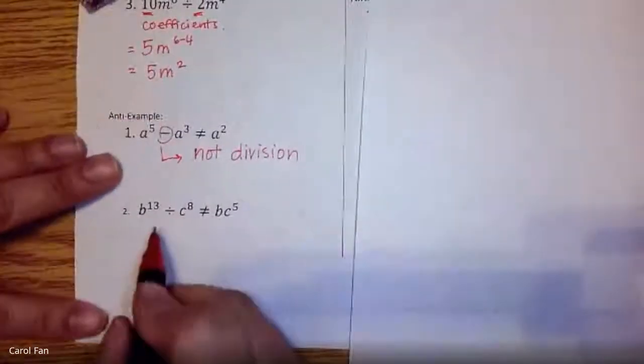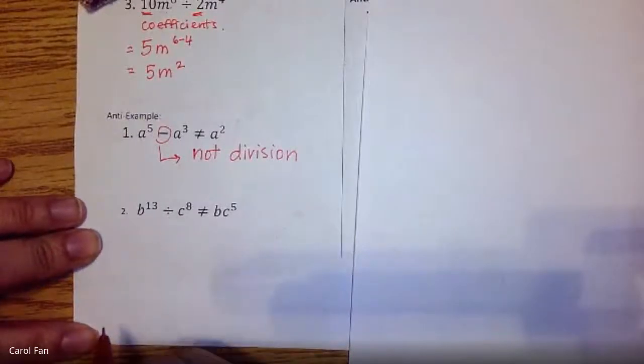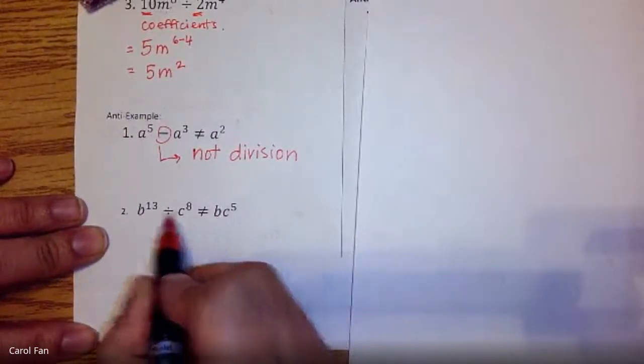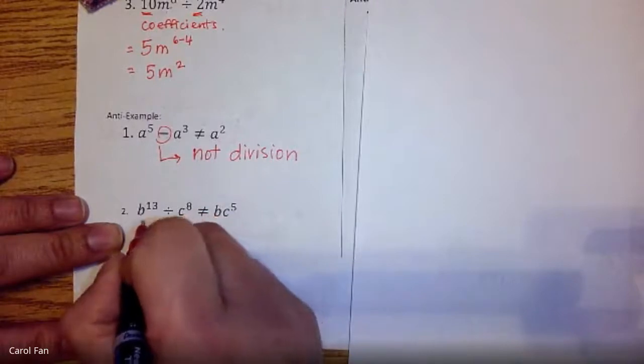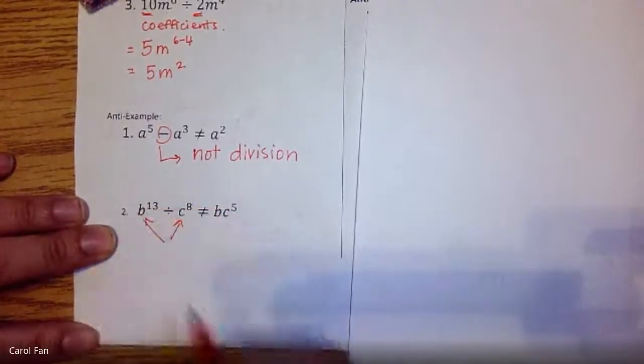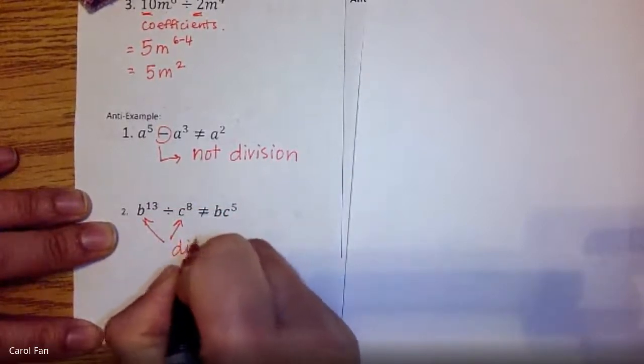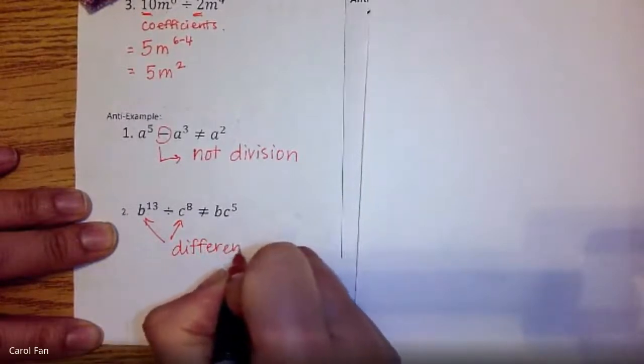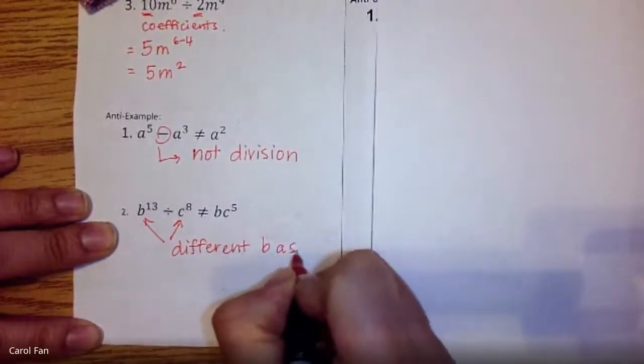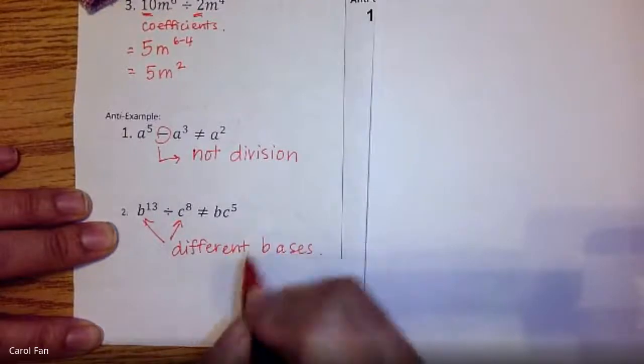The next question, we have b to the power of 13 divided by c to the power of 8. We cannot subtract the exponents because the bases aren't the same. So these are different bases, and we cannot apply the rule.